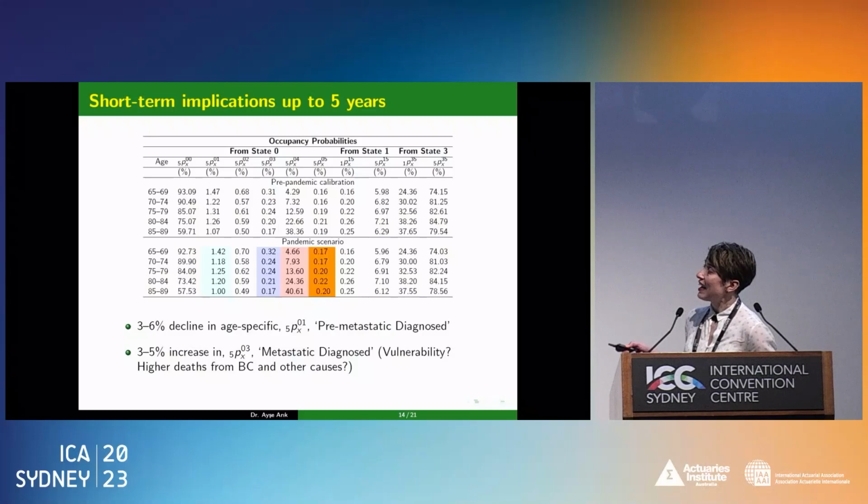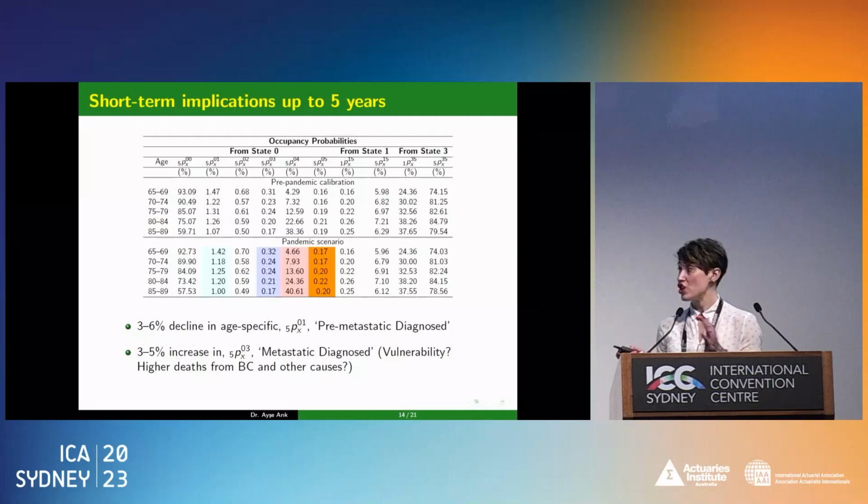So the first highlighted column here is showing us a decline in pre-metastatic breast cancer cases changing between 3 to 6% at age 65 to 89. Alongside, we see an increase changing between 3 to 5% in metastatic breast cancer cases.